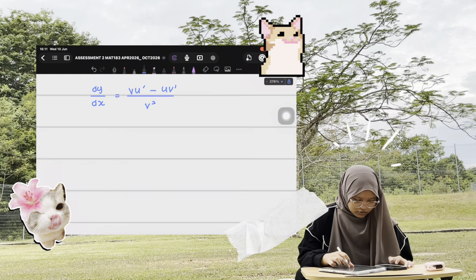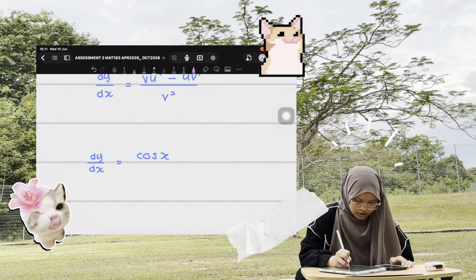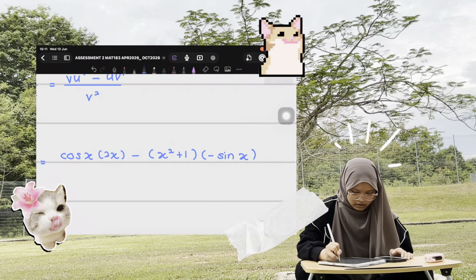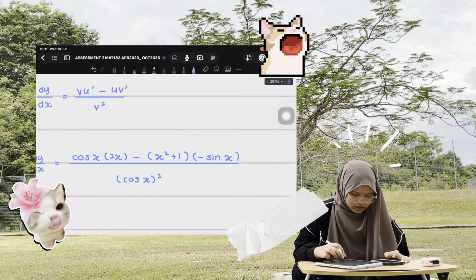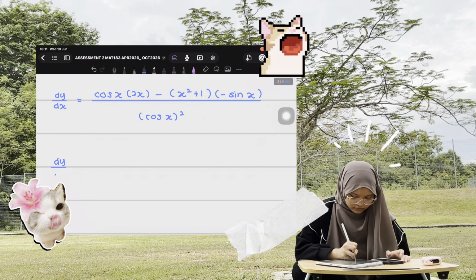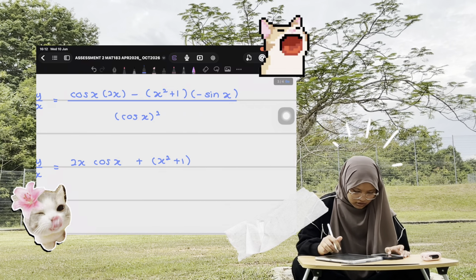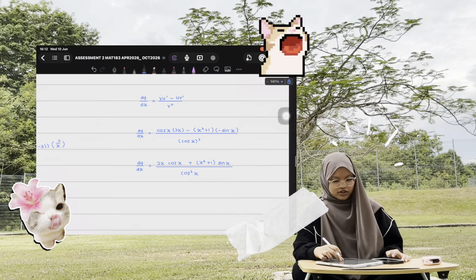So we substitute our values into the formula, and it will be dy over dx equals cos x times 2x minus x squared plus 1 times negative sin x, over cos squared x. And the final answer will be dy over dx equals 2x cos x plus x squared plus 1 times sin x, over cos squared x. So that's all from me.